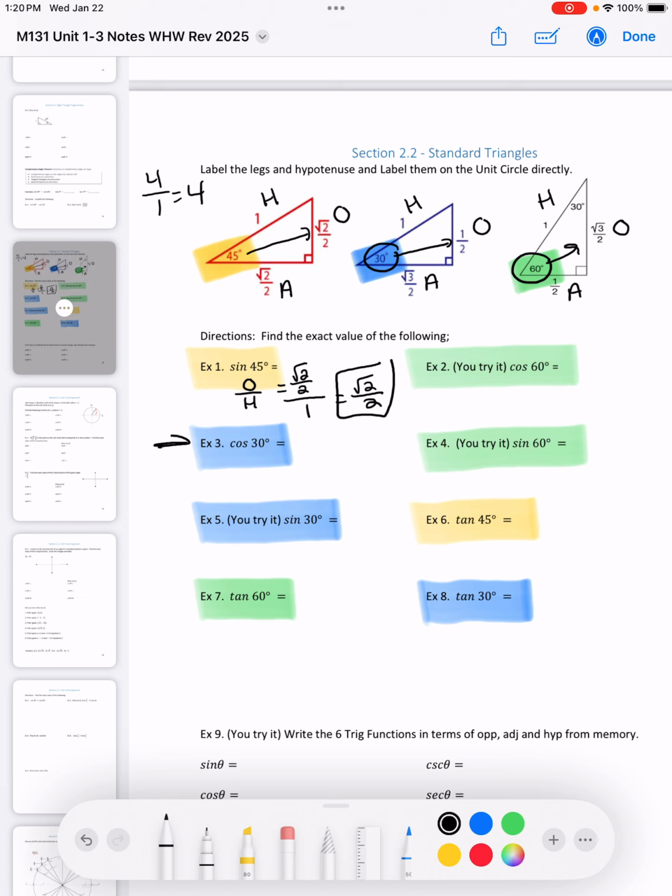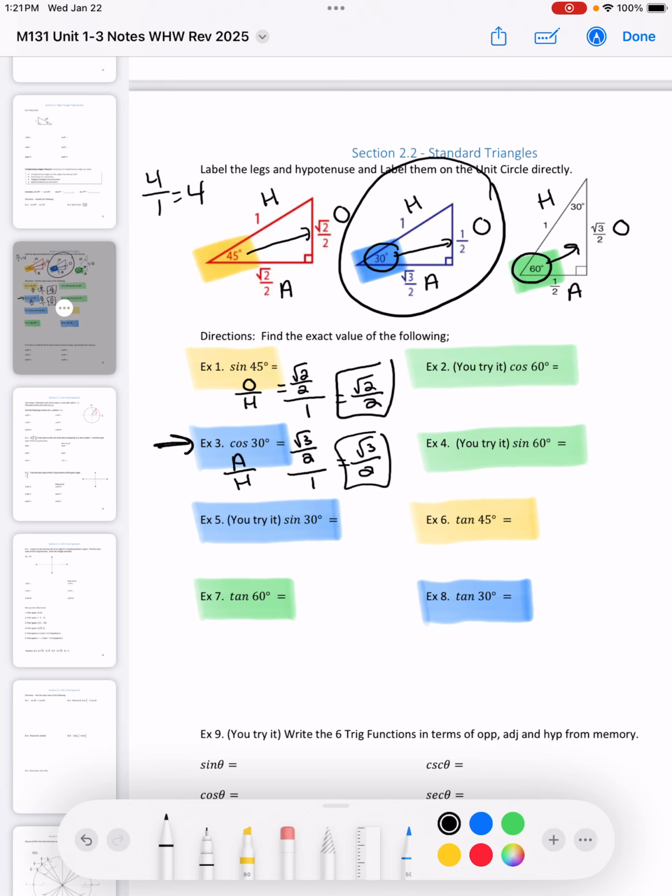I'm on example 3 right here, the cosine of 30 degrees. So I'm going to that middle triangle, the one in blue right here. The cosine is the adjacent over the hypotenuse. Adjacent on this one is square root of 3 over 2, and the hypotenuse is 1. So I'm just left with the square root of 3 over 2.